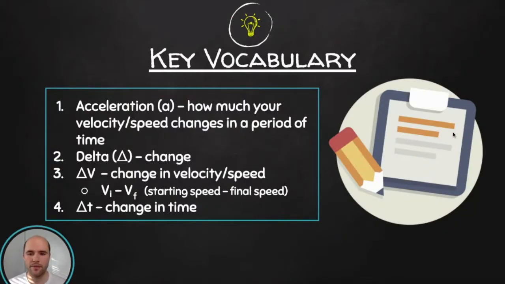Before we get into that, let's go over the key vocab for this week. Number one, acceleration. We already talked about that. Number two, it's delta. Remember, that means change. So delta V is the change in velocity or speed. This is very important with acceleration, right? To find the change in speed, you need to take the initial speed minus the final speed. Not final minus initial, initial minus final. The starting speed minus final speed. And finally, triangle T is still the same. It's still the change in time.